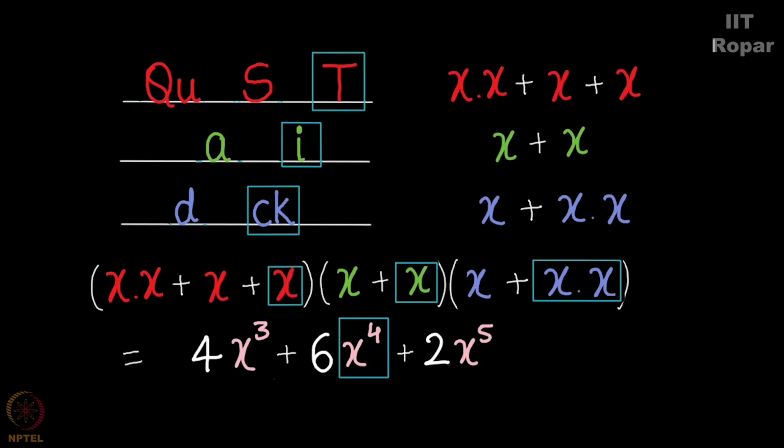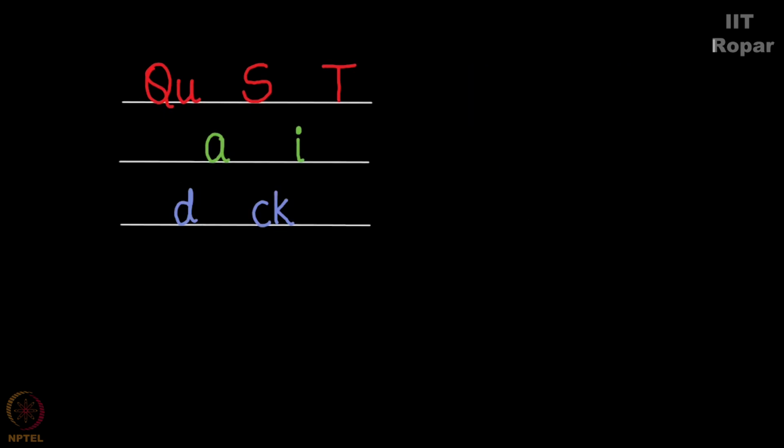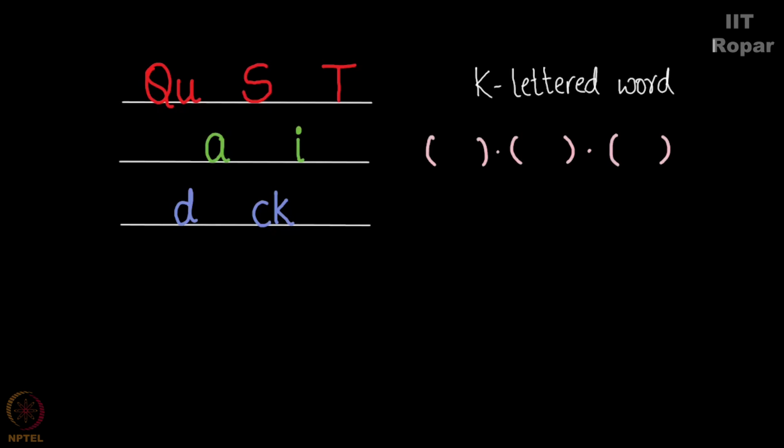So think about it. If you want to count the total number of ways in which you can have a k-lettered word here, simply write the corresponding polynomial very carefully, and then ask this question: what is the coefficient of x to the k? Think about it, write this down. Let this work in your mind. You will clearly see a connection between this problem and the problem of polynomials.